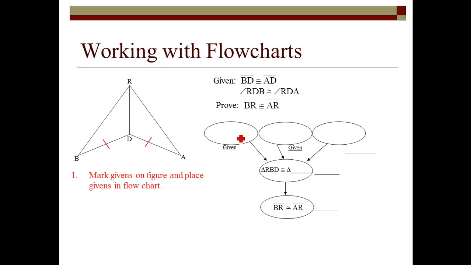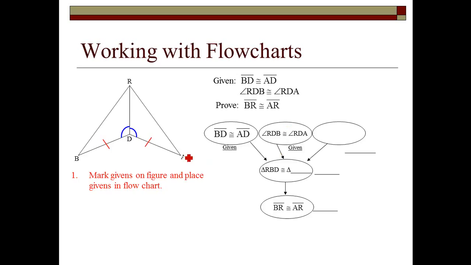So I'm going to put that into my chart right where it says given. I'm not going to put it over here because I want to put my givens where it says given. Then I have angle RDB. So I want to look at RDB is congruent to RDA. Then I'll mark that one in here.